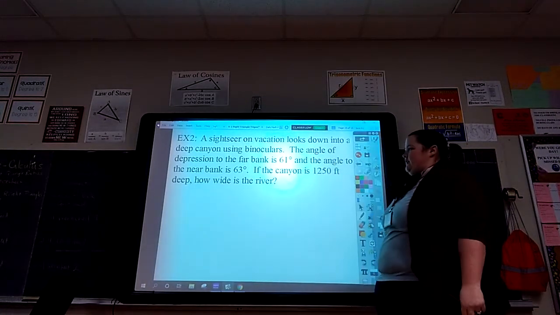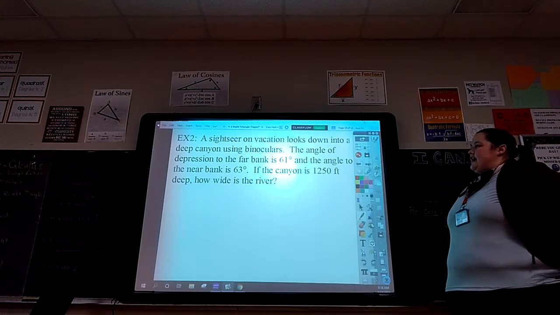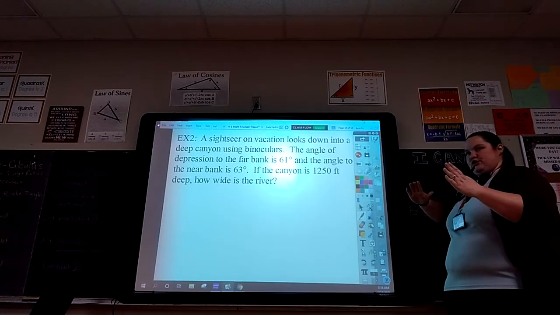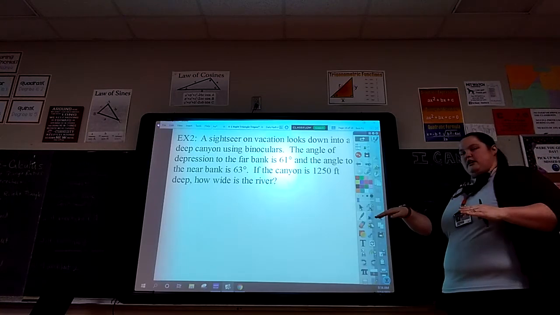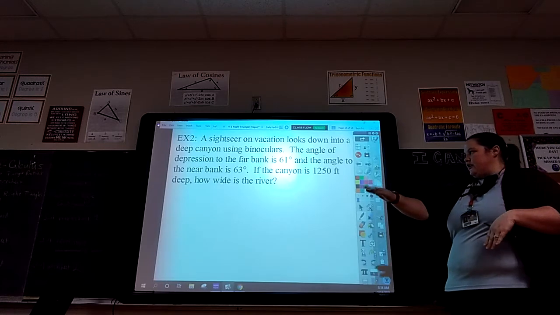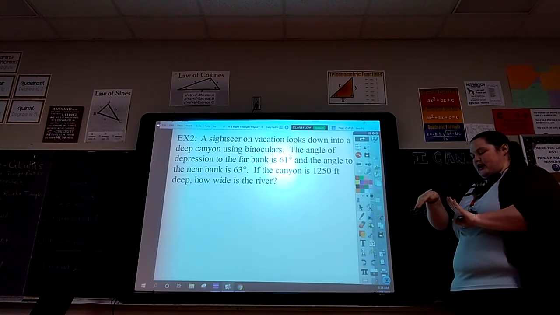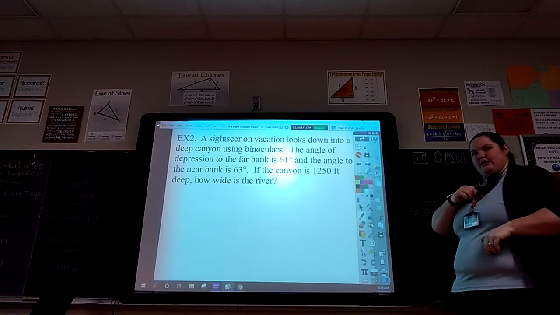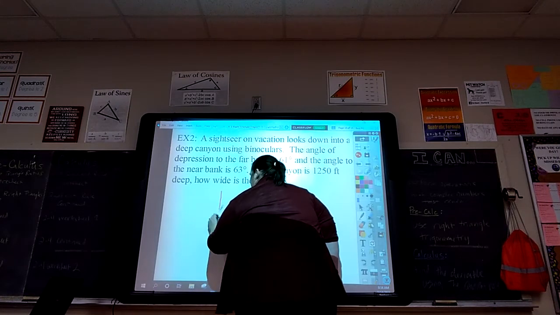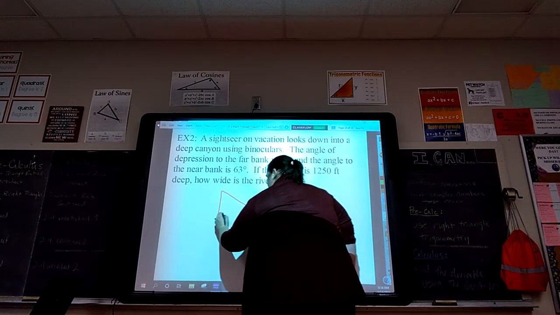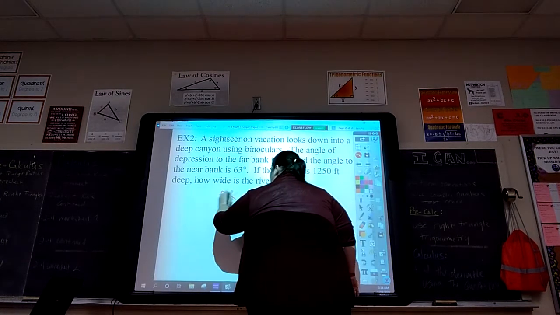So a lot of times I try to give you these pictures that are already kind of drawn out, showing the situation. Essentially what we're looking at are 2 triangles at once, because we're looking at the angle formed when he looks down to the further bank of the river, and then we also have another triangle when he turns his head a little bit more and looks at the closer bank. So this is how I'm going to draw it. Start with a better triangle.